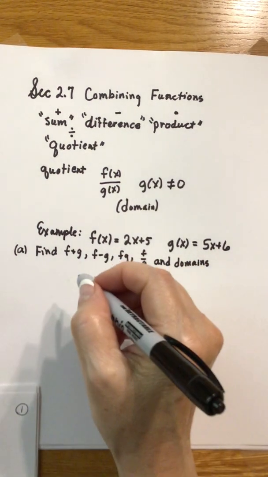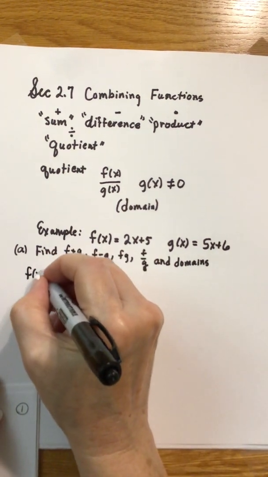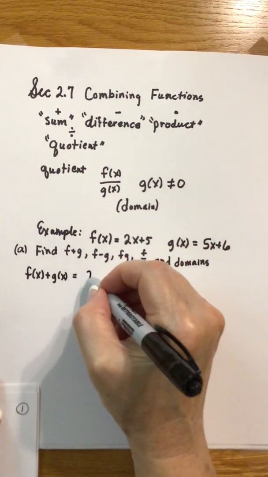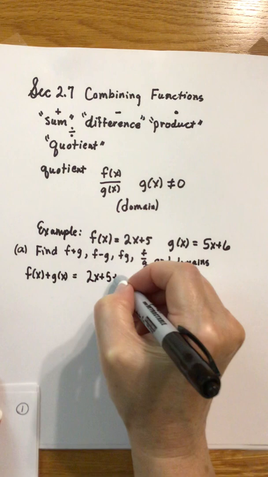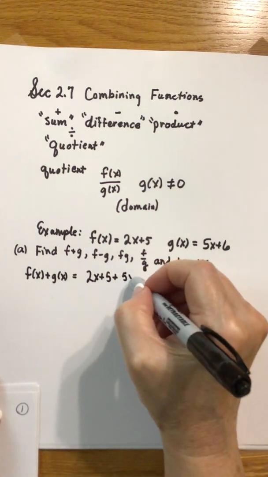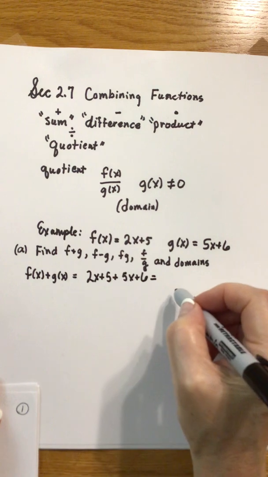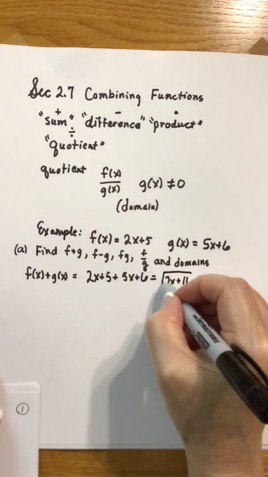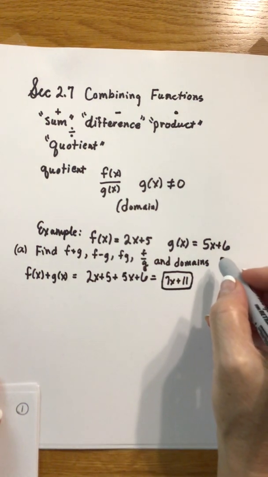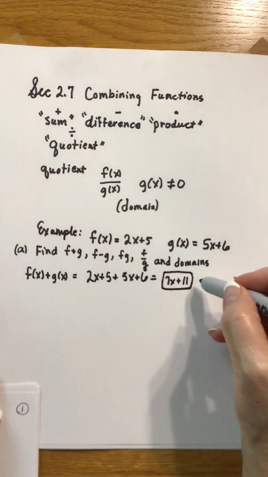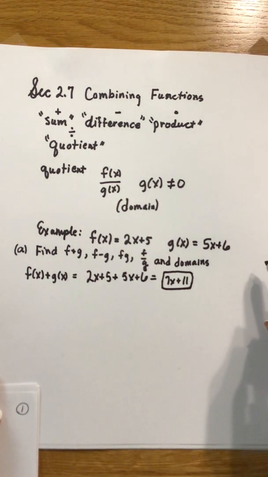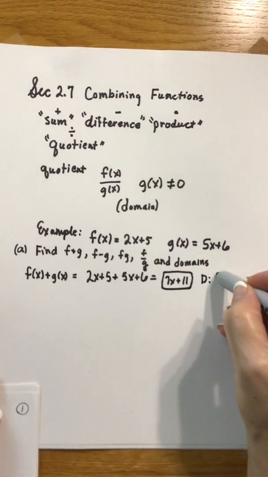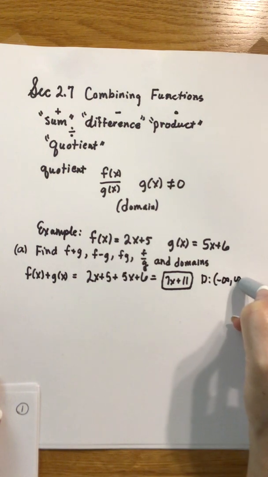So the first one we're going to look at is f of x plus g of x. Now you've done this before. We're going to take f of x, 2x plus 5, and we're going to add 5x plus 6. Combining like terms then gives us what? 7x plus 11. So there would be my sum. Now, looking at its domain, is there any restrictions? Is there a radical? Is there a fraction? No, so we know that our domain is going to be negative infinity to positive infinity, so all real numbers.